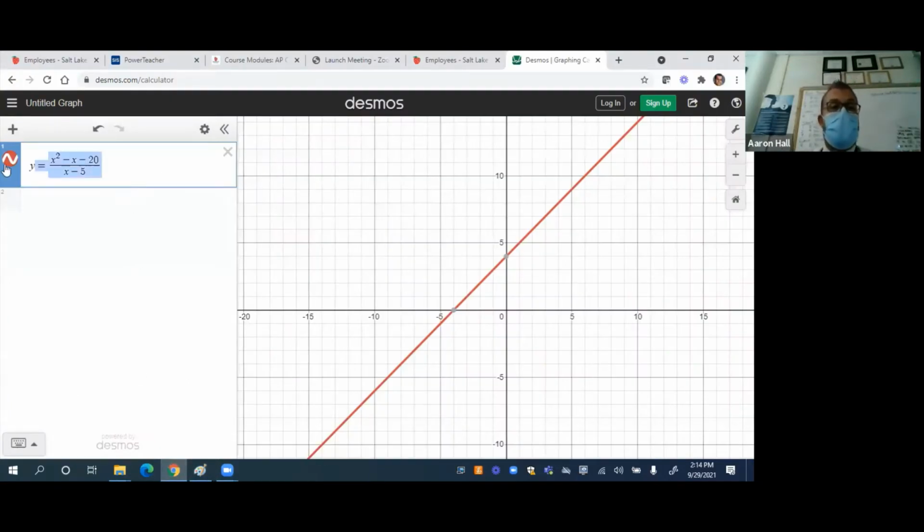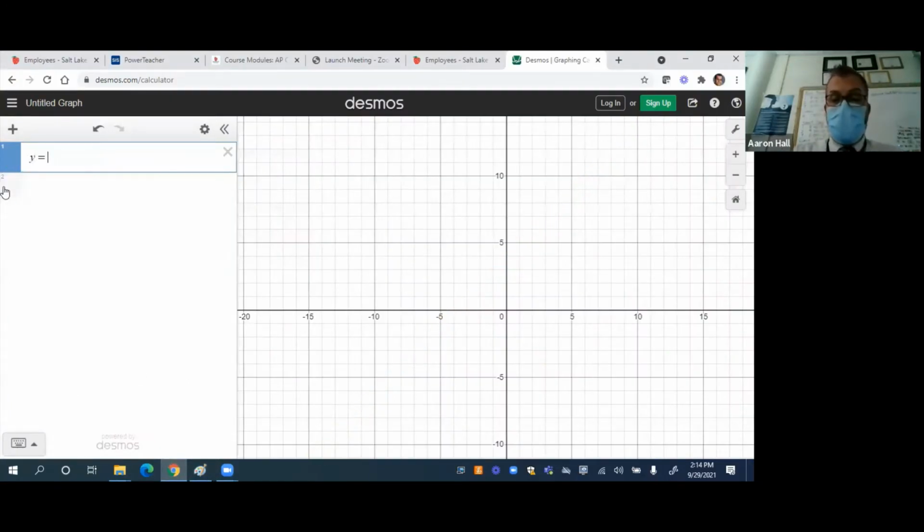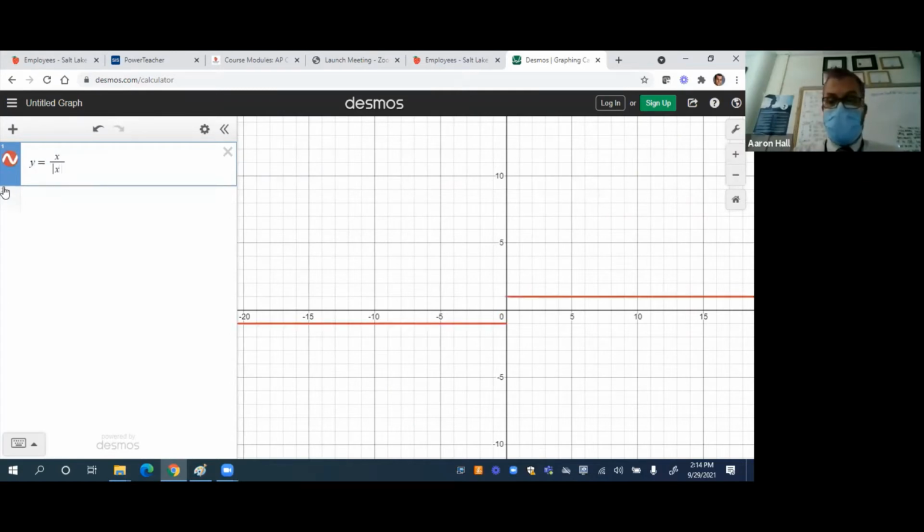Okay, let's do another one. What if I have something like this? y equals x over the absolute value of x.